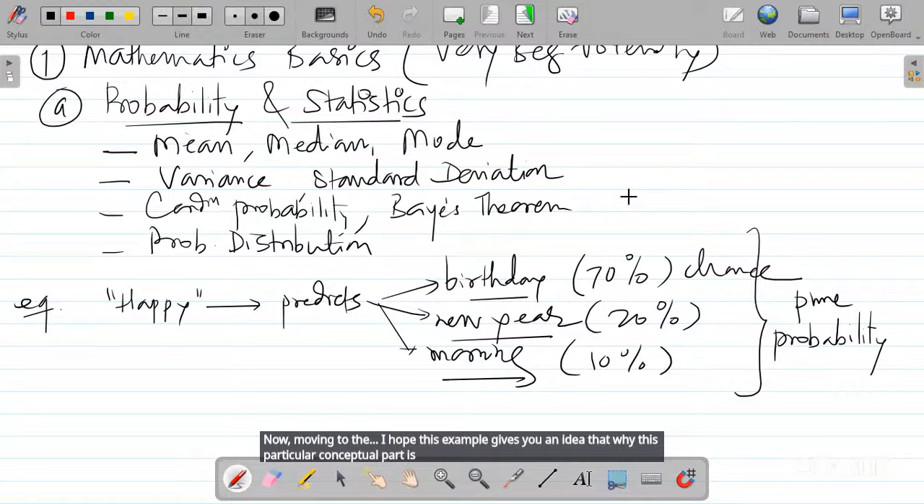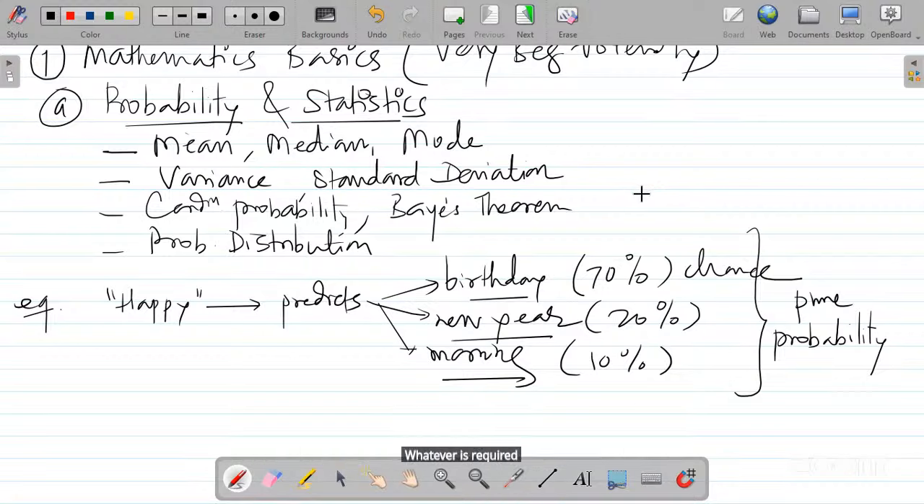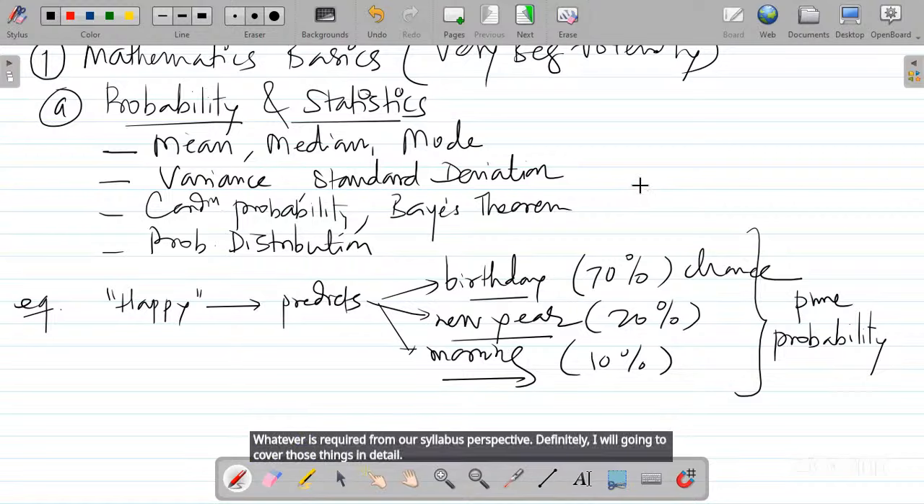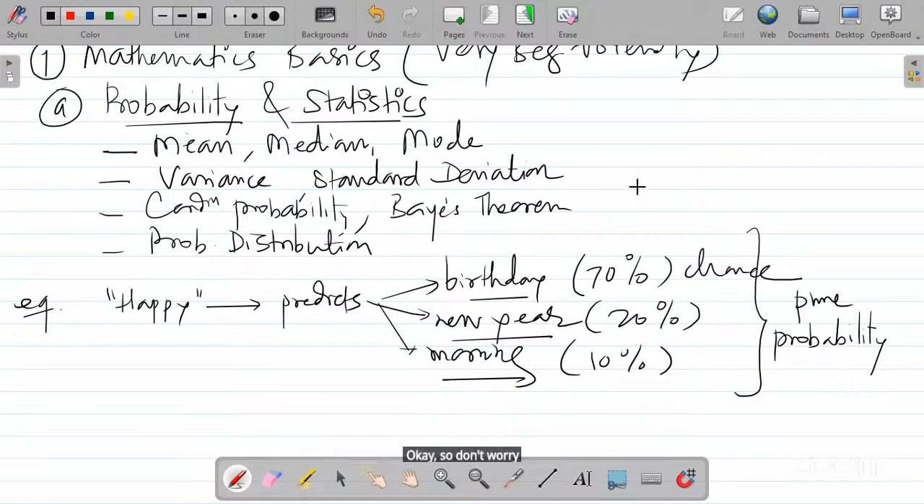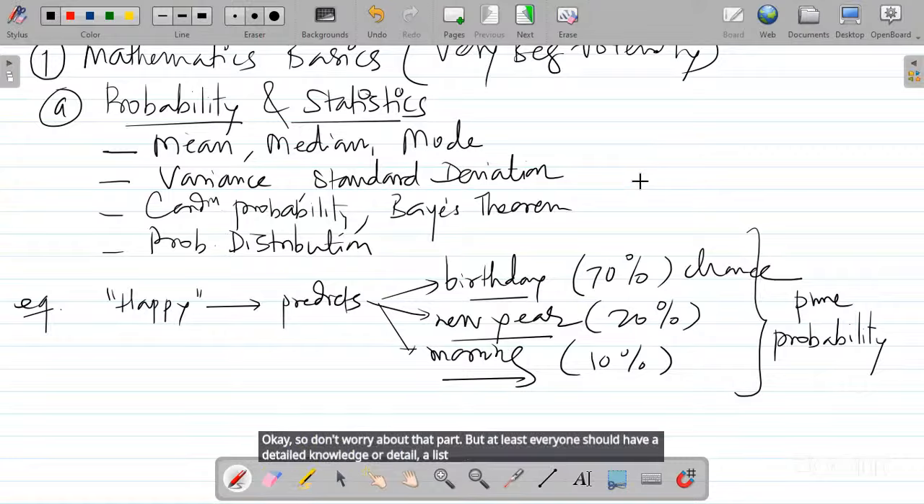I hope this example gives you an idea why this conceptual part is important here. And I want you to do some research; at least basic introductory information about these topics should be there. Whatever is required from our syllabus perspective, I will definitely cover in detail, so don't worry about that part. But at least everyone should have a detailed list of the important topics.